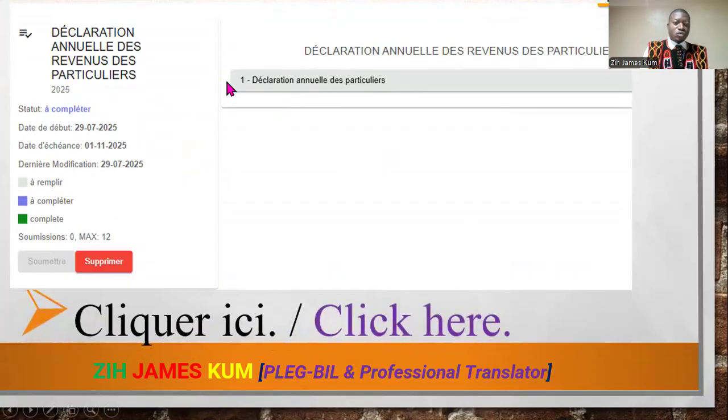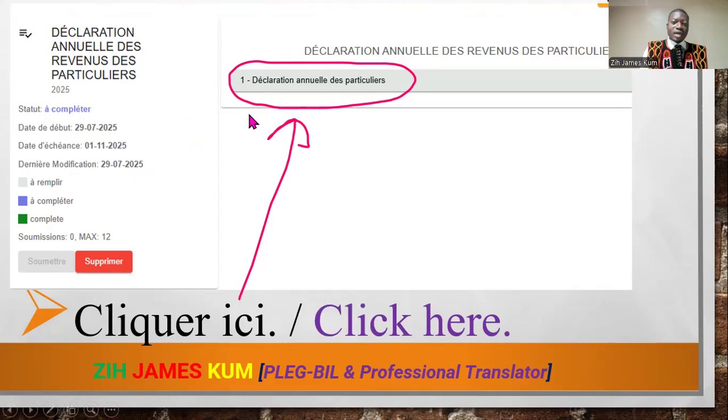So here you are going to click on this at this level. Take note that you have this type of information. The color here will change when you fill it. So look at the color here. When you fill it completely, it will be green. Quand on finit de remplir le formulaire, la couleur va changer pour devenir la couleur verte.